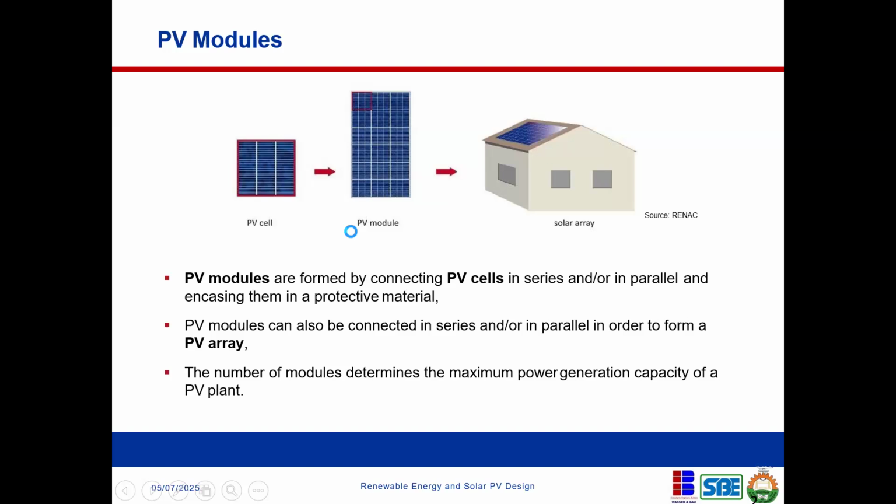The modules are formed by connecting PV cells in series or in parallel and encasing them in a protective material. PV modules can be connected in series, and they can also be connected in parallel in order to form a PV array. The number of modules determines the maximum power generation capacity of the PV plant.